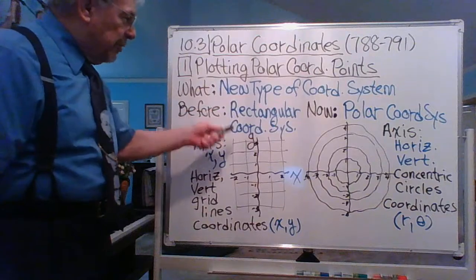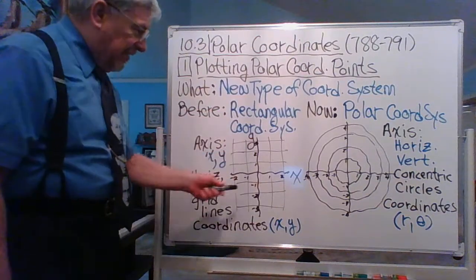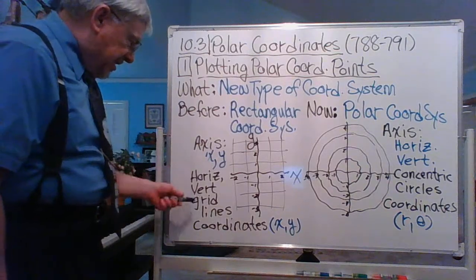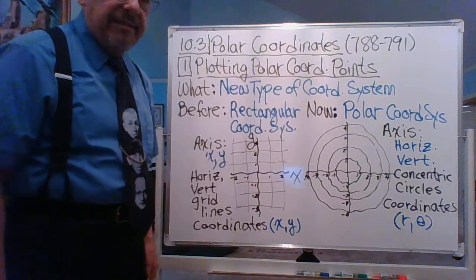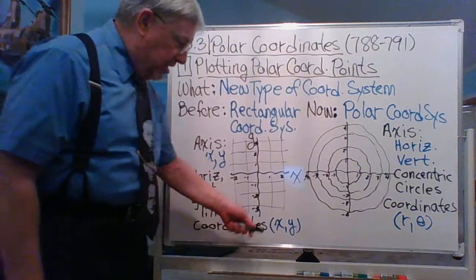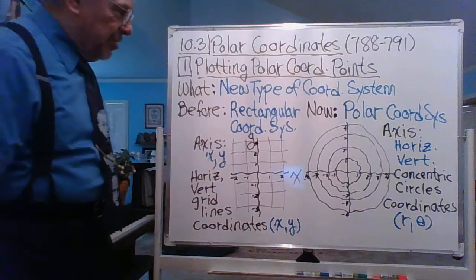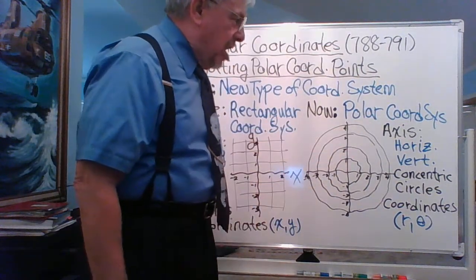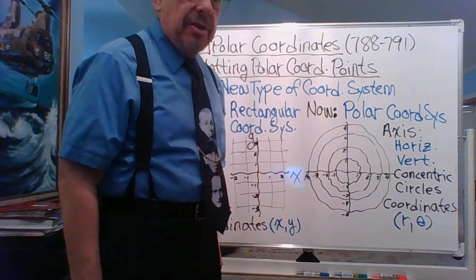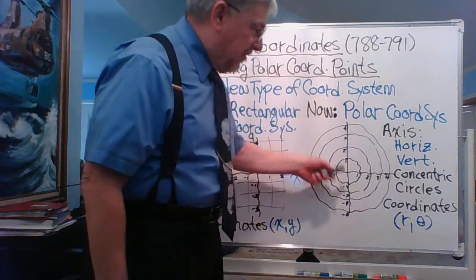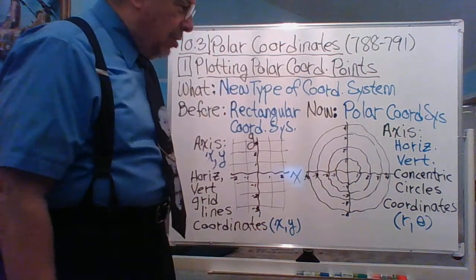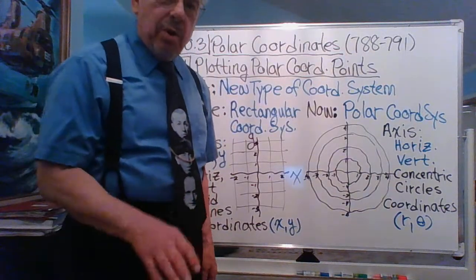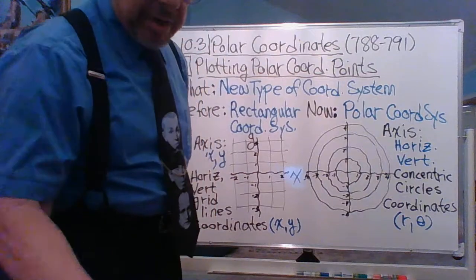Before, we had the rectangular coordinate system where I have an XY horizontal and vertical axis, subdivided by horizontal and vertical grid lines, with the coordinates being X and Y at any particular point. Now we're going to have polar coordinates, where we have a horizontal and vertical line axis, but we have concentric circles, and our coordinates are going to be r and theta. So let's look a little bit more in depth at the parts of our polar coordinate system.